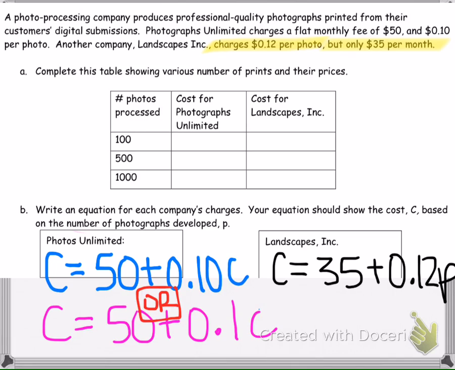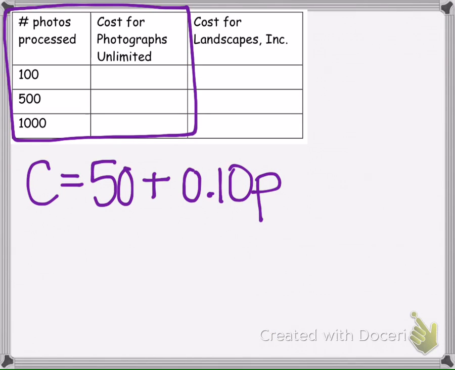Now, if we go back to part A, it asks us to complete the table showing various numbers of prints and their prices. So if we take our equation for Photographs Unlimited, the table gives us the number of photos here on the left. So that's P. So it wants us to find the cost if we let P equal 100.